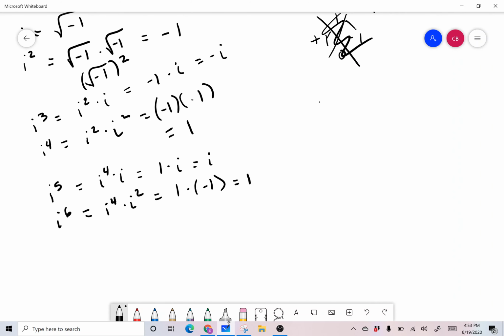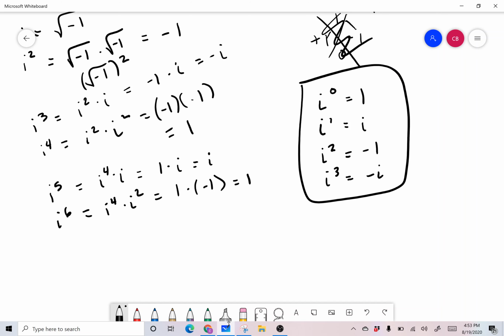The quick way to deal with this is to go: i to the 0 is 1, because anything to the 0 power is 1. i to the 1 is i, i to the 2 is -1, and i to the 3 is -i. Remember this list because that list will help you do this pretty quickly.